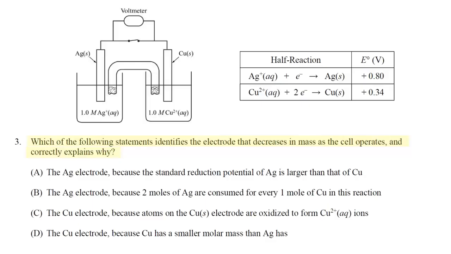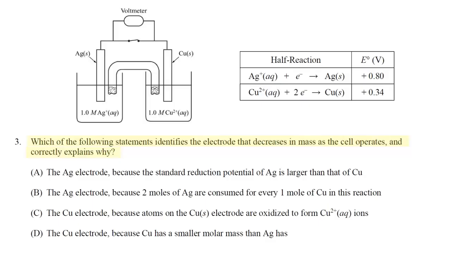and correctly explains why? So we can see that choices A and B indicate that the silver electrode decreases in mass and give a different explanation. And then choices C and D indicate that the copper electrode decreases in mass, and we have 2 different explanations. So a good strategy for answering question 3 is to come up with the balanced chemical equation for the reaction that occurs in this standard galvanic cell.